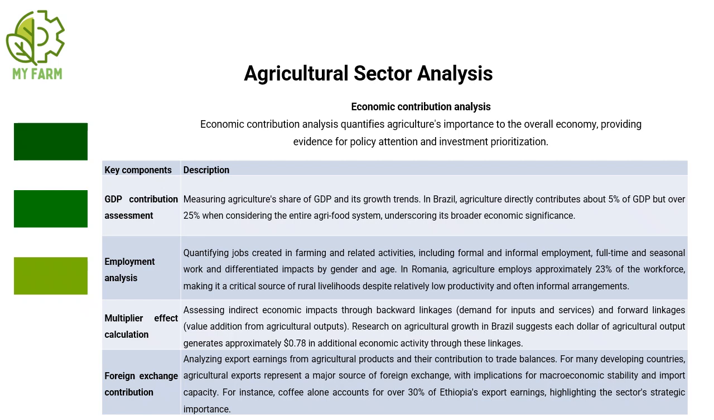Employment analysis quantifies jobs created in farming and related activities. Romanian agriculture employs approximately 23% of the workforce, making it a critical source of rural livelihoods despite relatively low productivity and often informal employment arrangements. Multiplier effect calculation assesses indirect economic impacts through backward linkages to input suppliers and forward linkages to processors and distributors. Brazilian research suggests each dollar of agricultural output generates approximately 78 cents in additional economic activity through these interconnections.